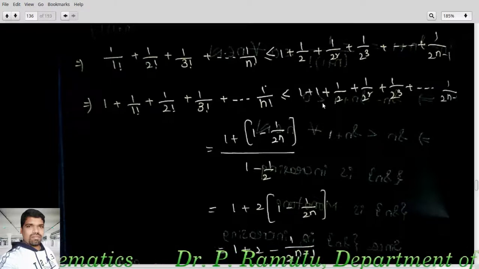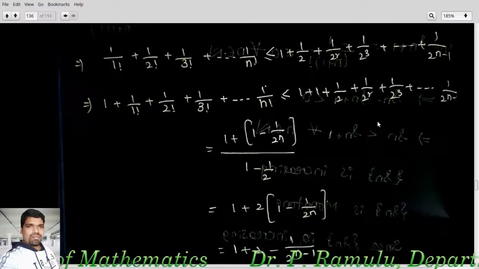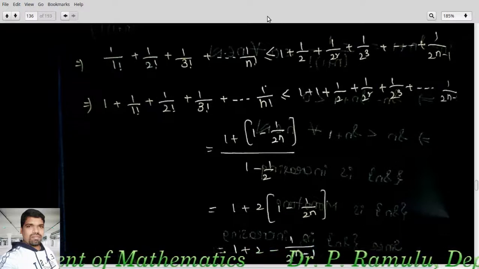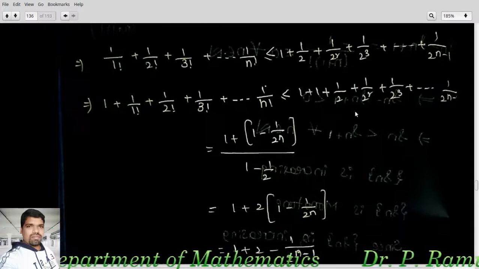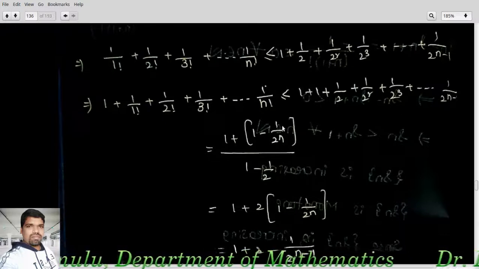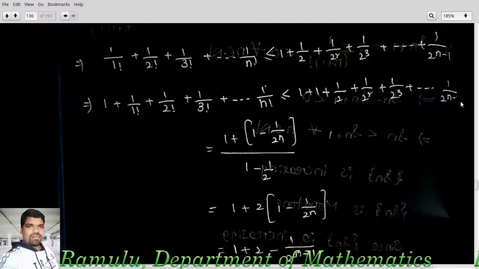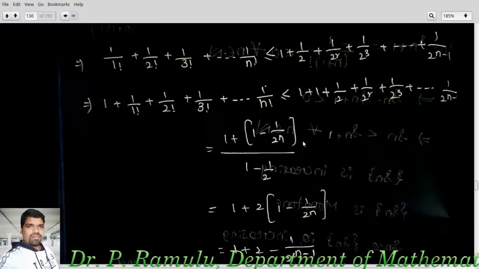Here we have 1 plus up to 1 by 1 plus 2 plus 2; already we know about these terms by the previous problem, which I explained as the first problem in my class. So this is 1 plus 1 by 2 factorial, written as 1 plus, separately, 1 minus 1 by 2 power of n. Here we have n minus 1, so the sum of n terms will be 1 by 2 power n by 1 minus 1 by 2.